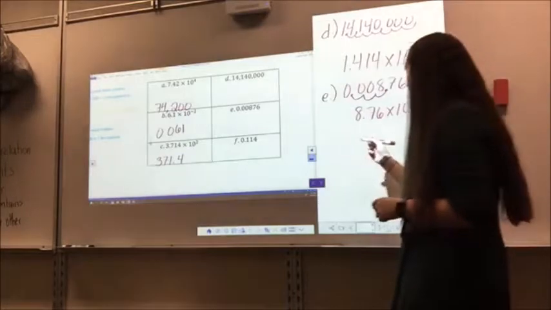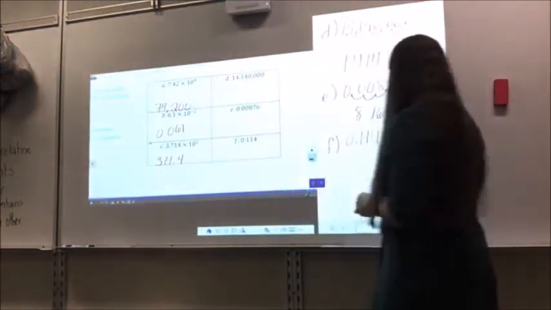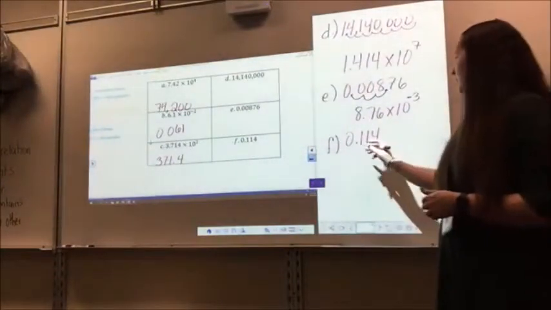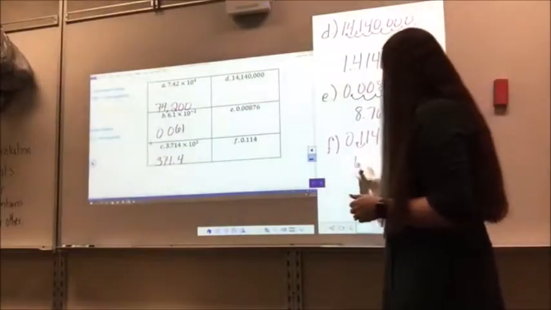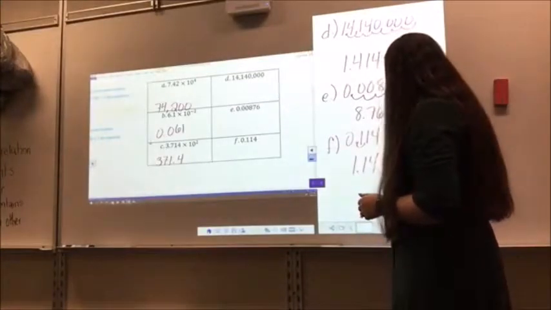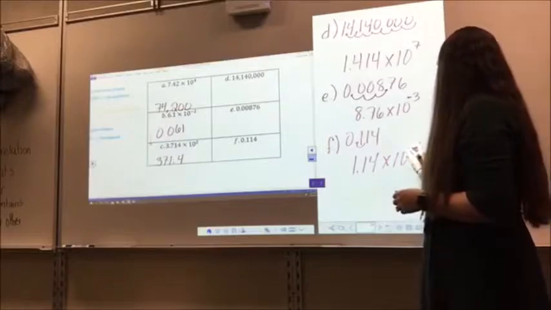Letter F is the same thing. I have 0.114. I'm going to move my decimal place 1 over, so I get 1.14, and I only had to move over 1, so it's going to be 1.14 times 10 to the negative first power.